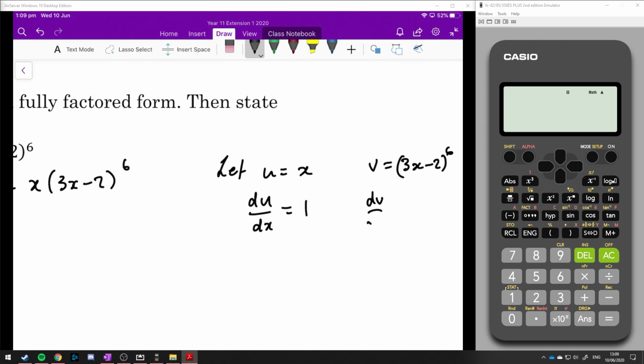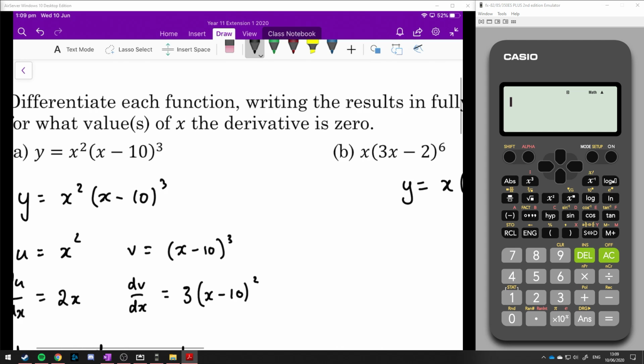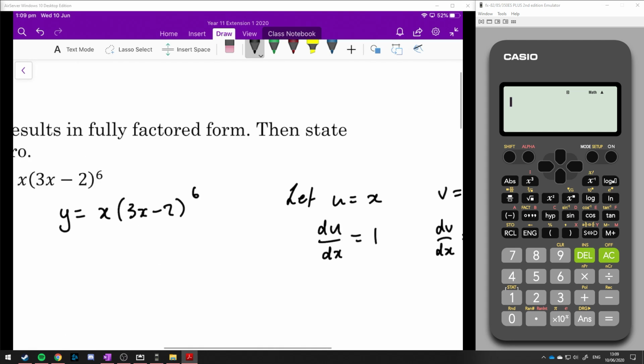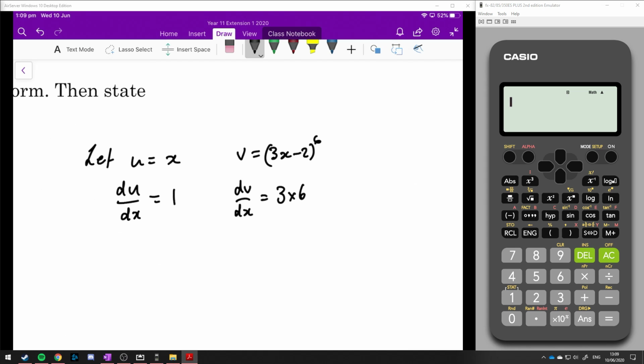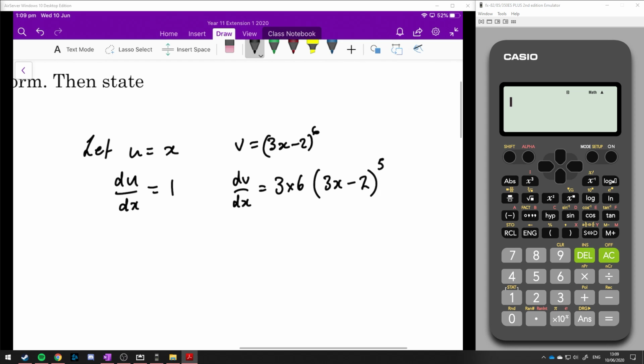So dv dx is equal to, so again, that comes out the front, times it by the power that comes out the front as well, which I actually think I forgot to do. No, I didn't, because that's right, the gradient was 1, so the 3 came out. Yep, so that's fine. So the gradient of the inside comes out, the power comes down as well. Okay, then we're left with what we've got on the inside, and then 1 less in the power there. So dv dx is equal to 18 lots of 3x minus 2 to the power of 5.